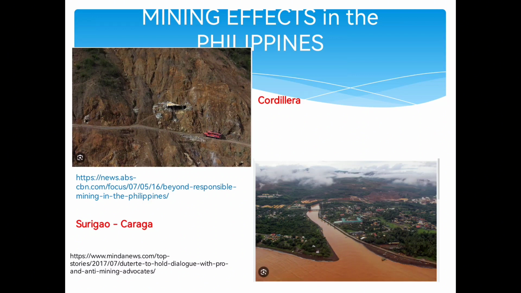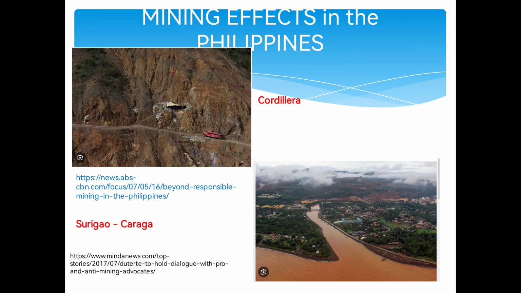And syempre, pag mining, minimina yung lupa, sa labas, makikita natin na okay pa yung bundok, but then we don't know what is happening underneath that bundok, di ba? Siguro nakalusa na yung mga sa ilalim ng bundok na yan, and sa simpleng pagbaha or sa simpleng lakas ng ulan, that soil, kasi weakened na nga yung sa loob niya, madali na siya ngayong babagsak. So, in Surigao, they have a lot of problems with mining, and a lot of the citizens are complaining kasi kahit konting ulan lang, baha kaagad.